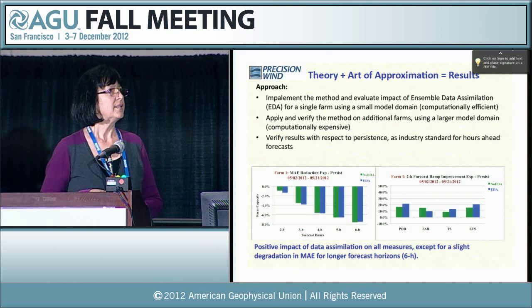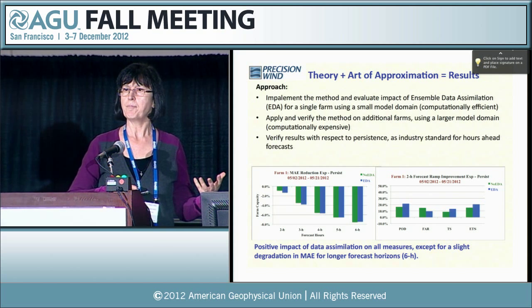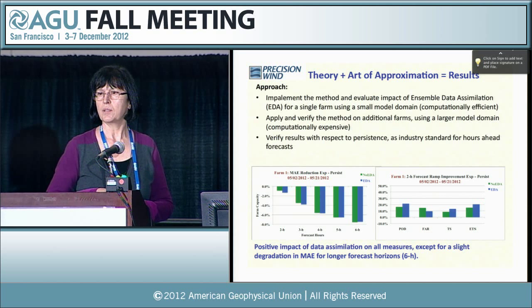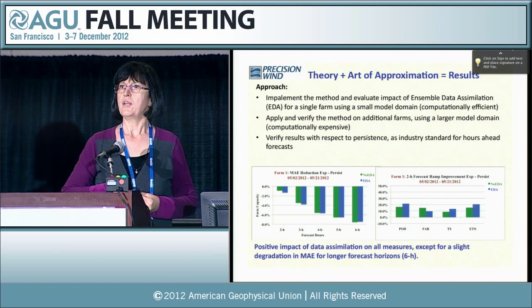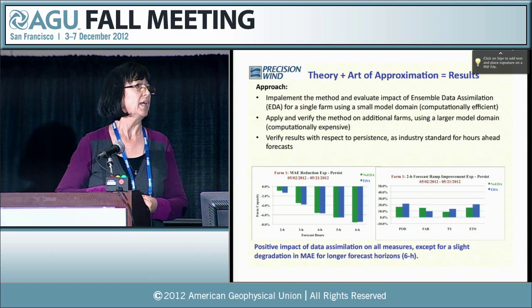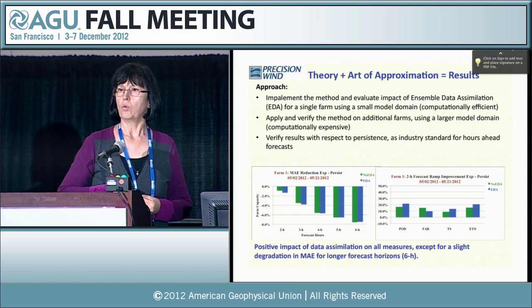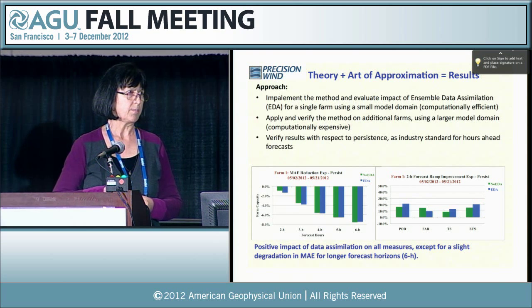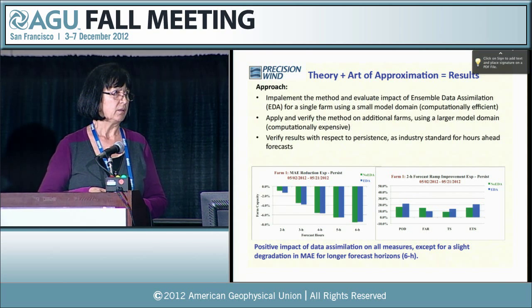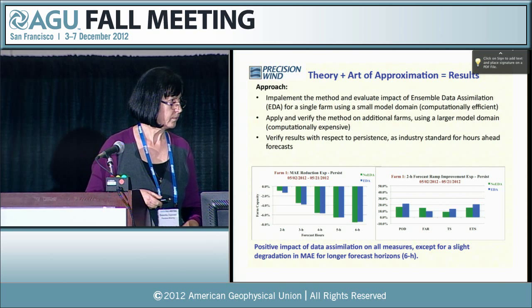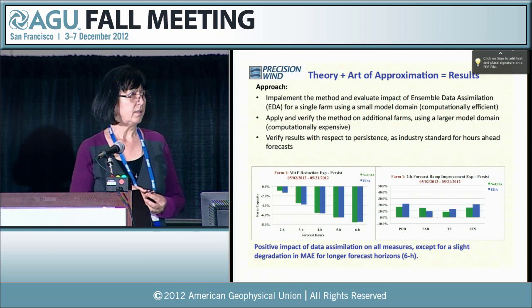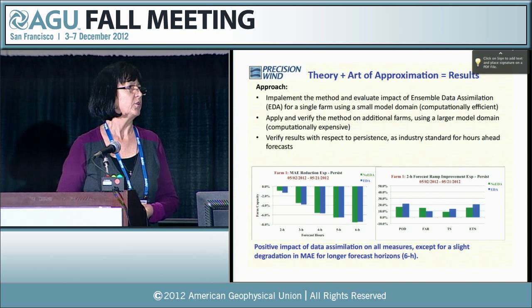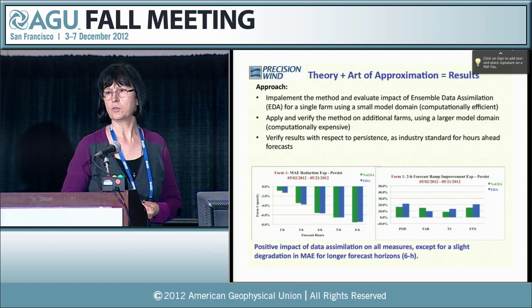And on the right-hand side, we see these forecast ramp metrics, such as probability of detection, threat score, and equitable threat score. You would like to see these values larger, but you would like to see false alarm ratio go smaller. It would be even better if it was negative. Nevertheless, it was less positive in the EDA experiment versus no EDA. So generally we see a positive impact of data assimilation on all measures except for the forecast horizon of 6 hours for mean absolute error.